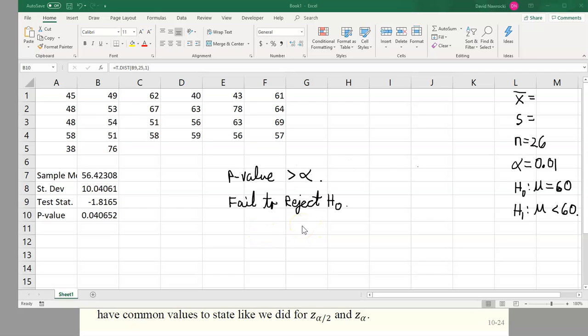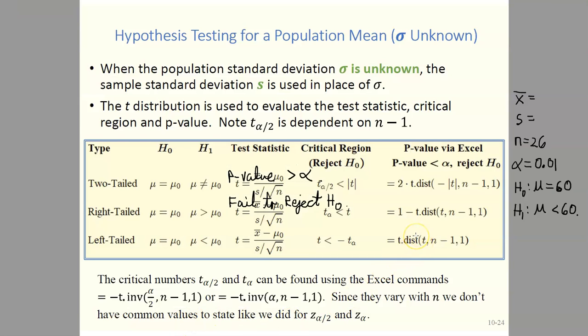Now let's notice two other things about this problem. If you had used the test statistic and critical region method to determine whether to reject or fail to reject H0, you would have had to calculate the T alpha value, which is given by our formula right here. Notice in your notes, for a left-tailed test, this would be our critical region right here, and the T alpha value can be calculated using this command right down here with Excel. So if we calculated T alpha, we would get this number back.